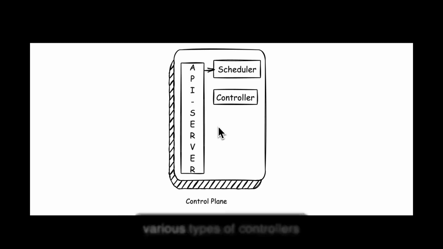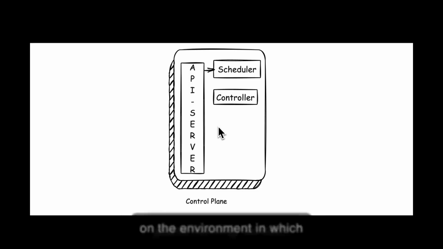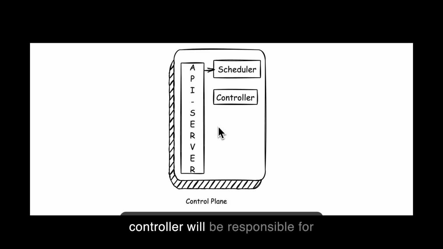There are various types of controllers available, like node controller, replication controllers, and cloud controllers. Depending on the environment in which you are running, each controller will be responsible for it. In simple words, if someone asks you what is the purpose of a controller, what I would say is that the controllers are responsible for managing the desired state of your components.